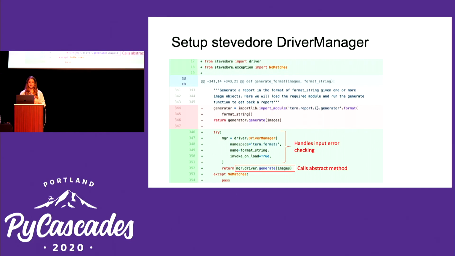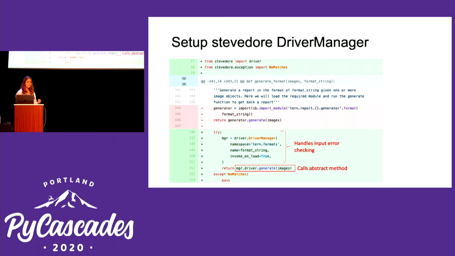The third step was setting up the Stevedore driver manager. And as you might recall, the driver manager is responsible for loading and executing the plugins. So in this case, the name of the plugin is format string, and the variable called format string, if you look at the blue line above, comes from the function that calls generate format. And you can't see it on this slide, but basically that comes directly from the command line. So whatever the user types, Stevedore is going to look for as the name of the plugin. We could hard code the namespace because we organized all of them under turn/formats.